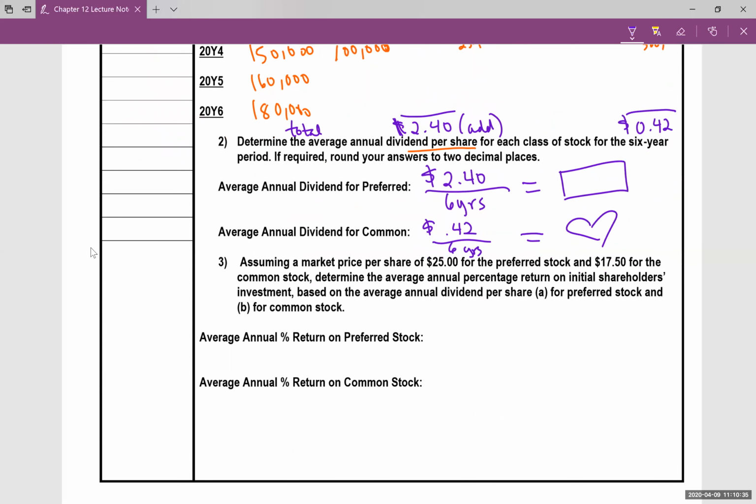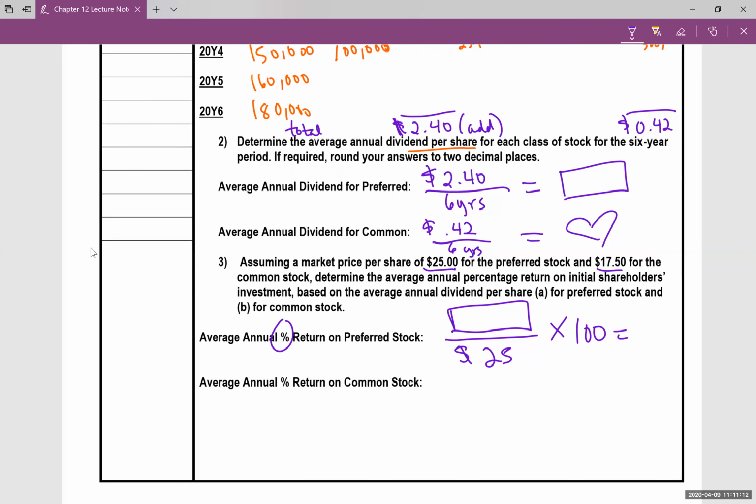Then number 3 continues on here. It says, assuming a market price per share of 25 for the preferred and 17.50 for the common, determine the average annual percentage return on initial shareholders' investment based on the average annual dividend per share, letter A, for the preferred and common stock. Okay, well, here's the equation. Remember, this is a percentage. So you have to do something. You're going to take your box answer and divide that by the $25. You got to take it times 100, and your answer is going to be in a percent.